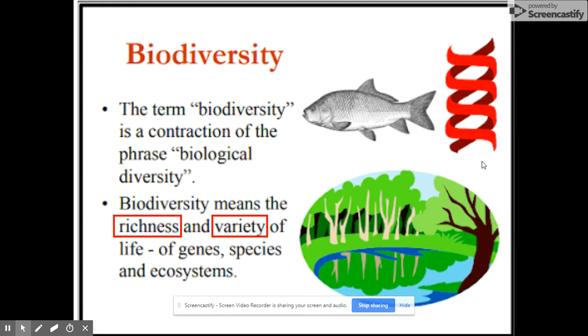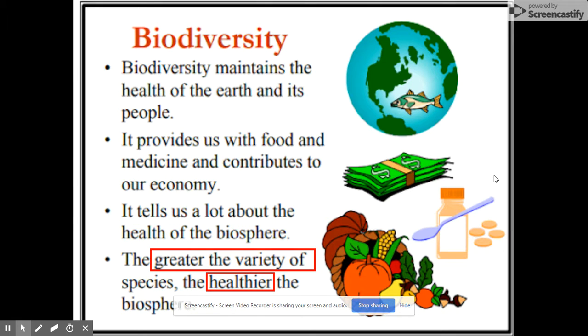All right, so here's your notes. The term biodiversity is a contraction of the phrase biological diversity. Biodiversity means the richness and variety of life of genes, species, and ecosystems. Remember, you want different organisms in an area. The more you have, the more likely the environment can be stable.